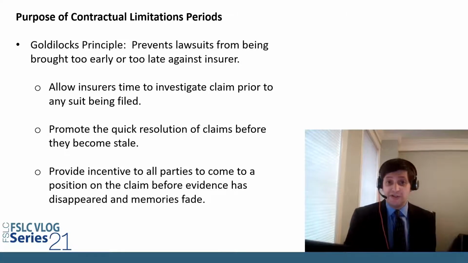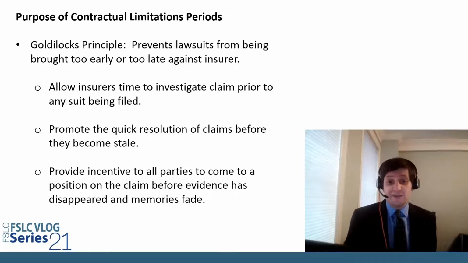So why are these kinds of provisions so common and important in fidelity bonds? What's their purpose? Contractual limitations provisions are intended to promote the quick resolution of claims before they become stale. The insurer's timely receipt of information is particularly important in the investigation of claims regarding fraud and theft, as evidence of dishonesty can disappear or be concealed by those committing the misconduct over time. The contractual limitations period provides incentive to all parties to come to a position on the claim before evidence has disappeared and witnesses for the claim become difficult to locate or their memories fade.